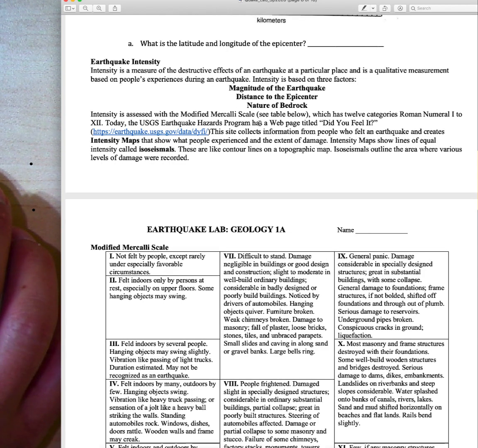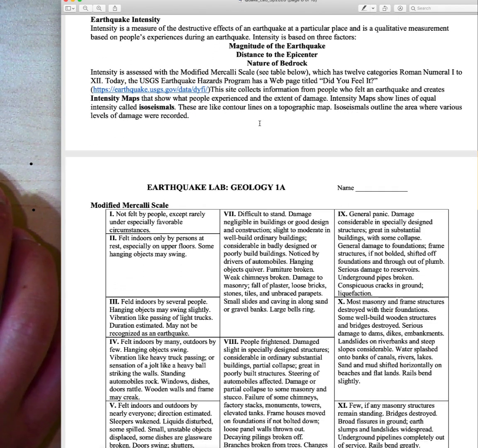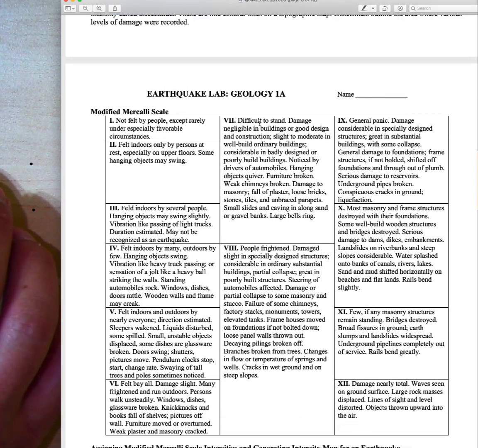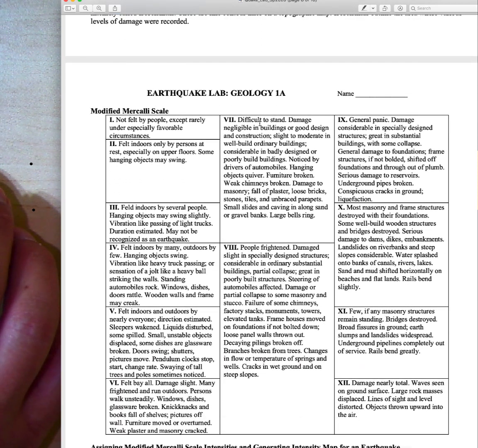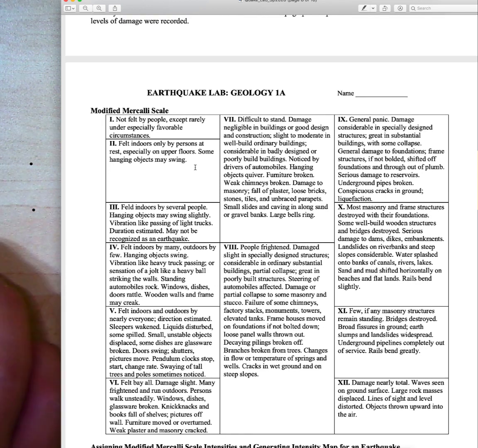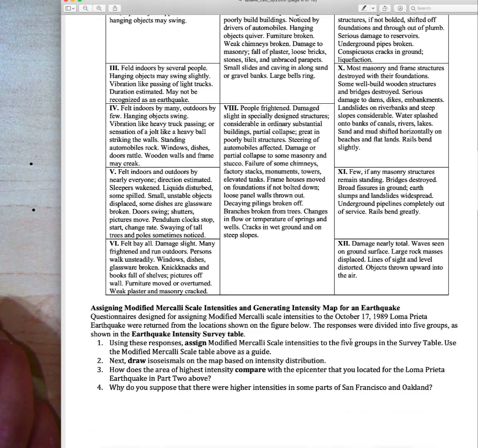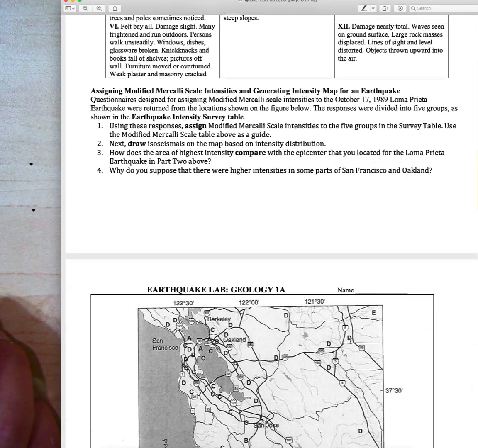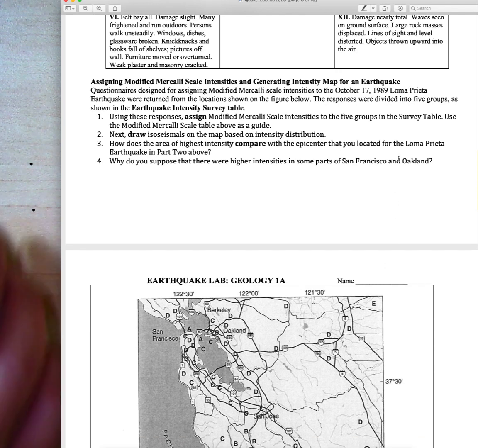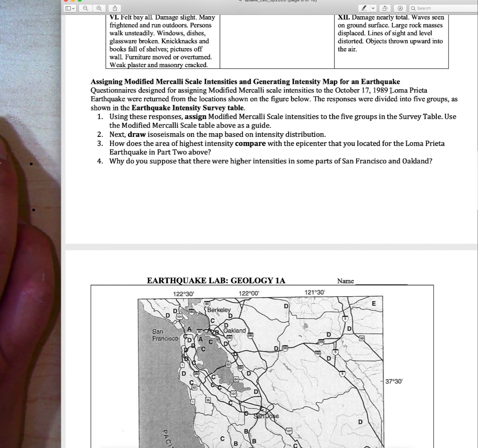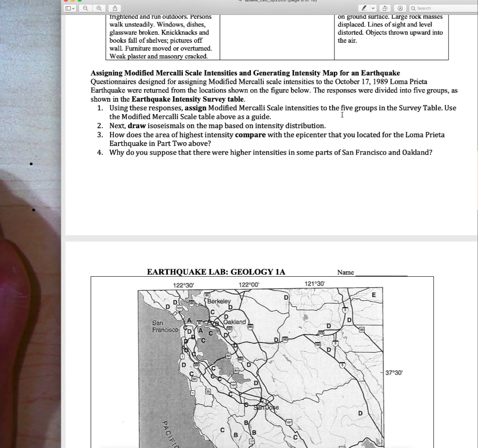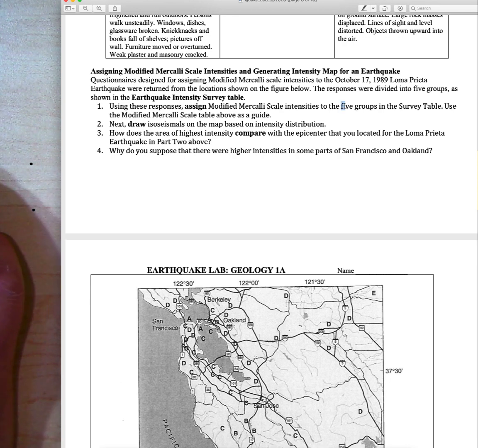And so what we'll be using is something called the modified Mercalli scale. And in this lab, I have all the different descriptions or values for the amount of damage done at each of these Roman numeral values. It goes from 1 to 12, where at 1, pretty much nobody really feels it, to where there's high destruction and near total damage when you get to these higher values over here. And so your job is, for this first part here, there were questionnaires sent out after the 1989 Loma Prieta earthquake, and when those surveys were returned, geologists compiled them into 5 categories or 5 groups.